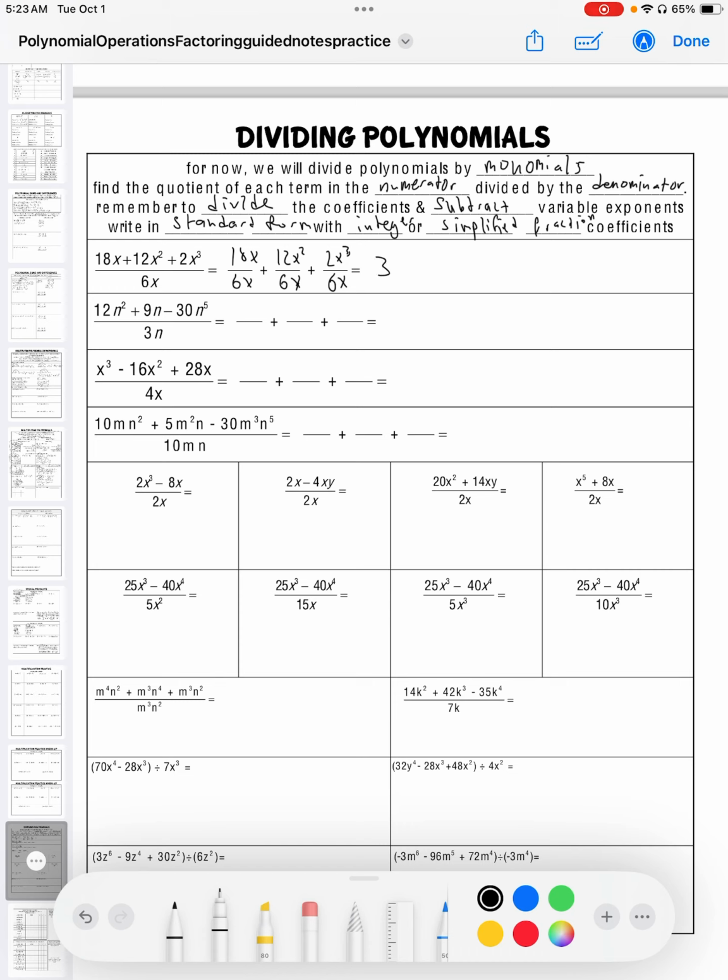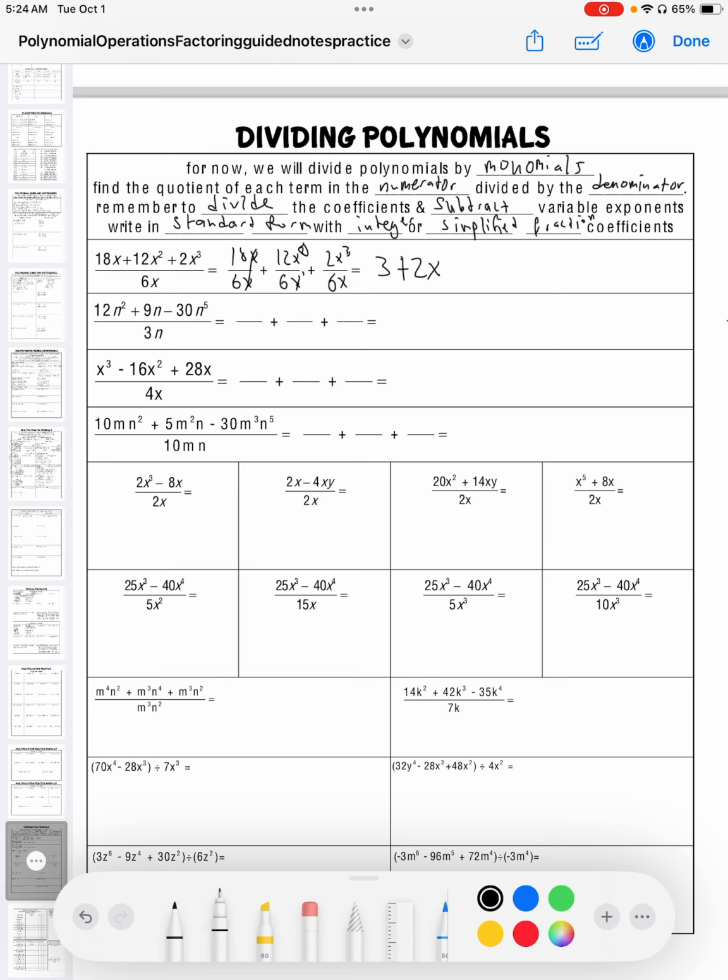For the first one, 18x divided by 6x, 18 divided by 6 would be 3. And when you divide x by x, those actually cancel out. So we have just 3 for that term. So the next one, 12x squared divided by 6x. 12 divided by 6 is 2, so I'd have plus 2. And then x squared divided by x, we have 2 x's on top. We're going to cancel out one of them from the bottom, so we have 1x left.